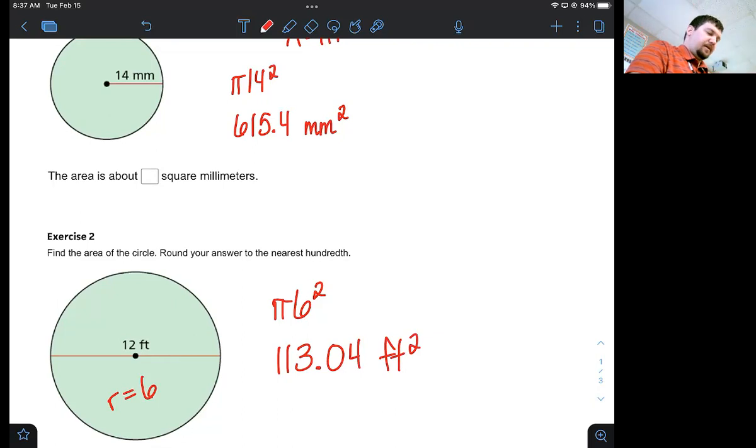Oh, actually, Caden, I want to double check this. You said 113.09. That would actually be 113.1 because the 9 is going to bump the 0. Okay, just make sure we're, yeah. So perfectly fine with using the pi button as long as we're rounding correctly.